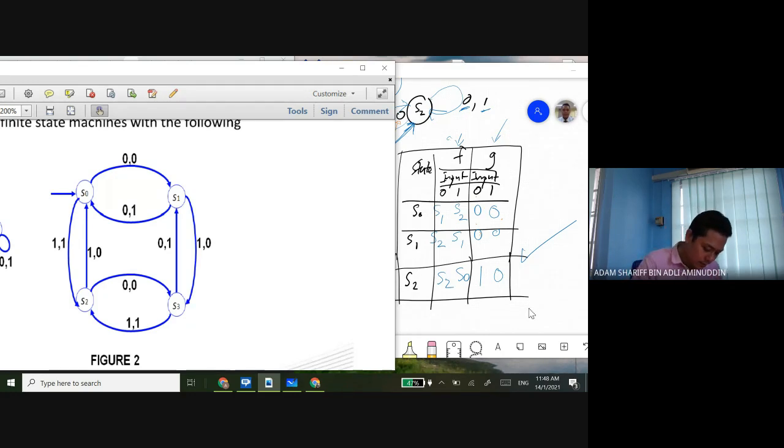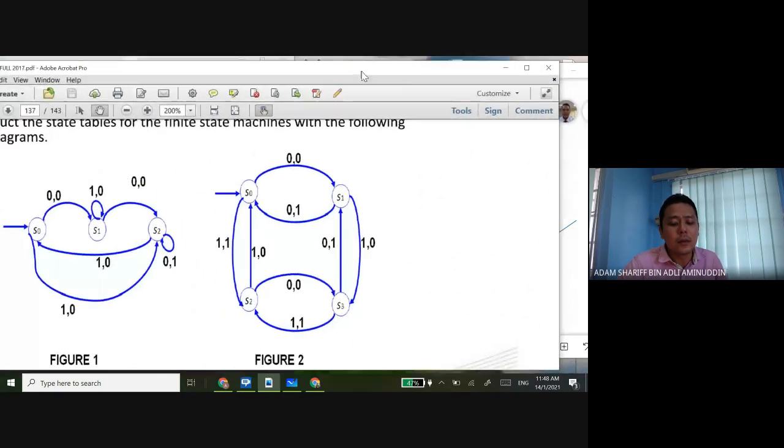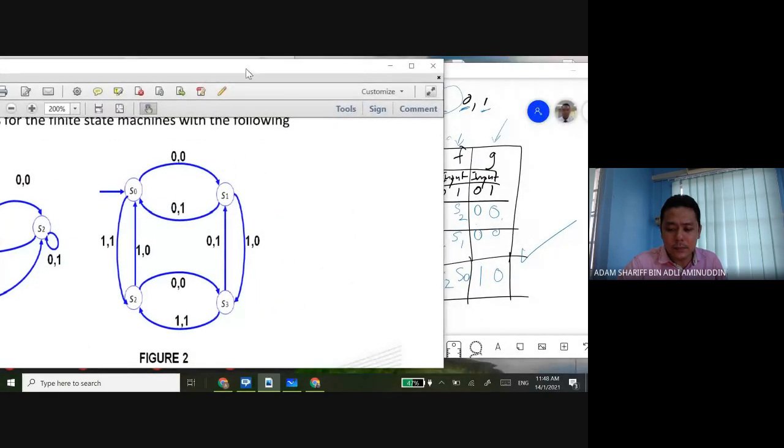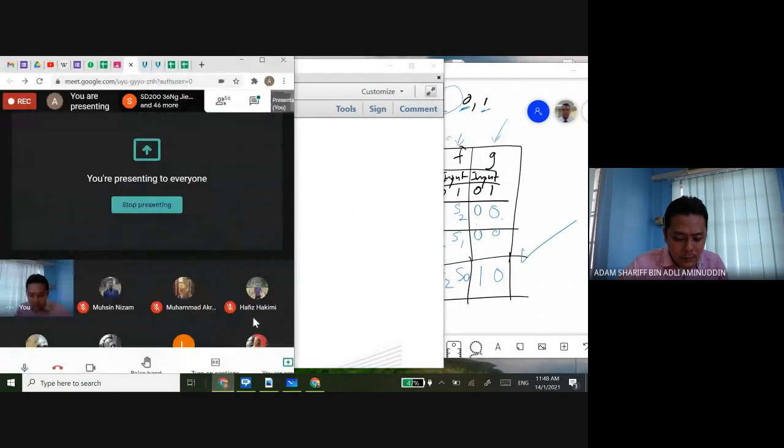Tahniah. Betul belaka. Alright. Sekejap eh. Jodoh kuat dia mesti bedakan apa ni. Okay, jawapan Hafiz Hakimi betul. Sekejap. Saya akan sambung sikit lagi.